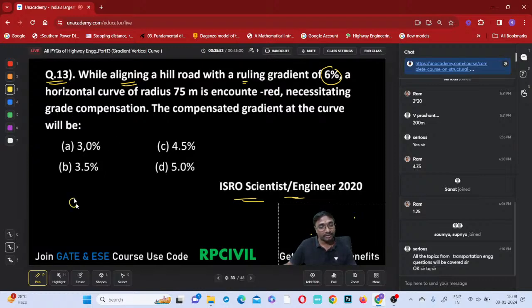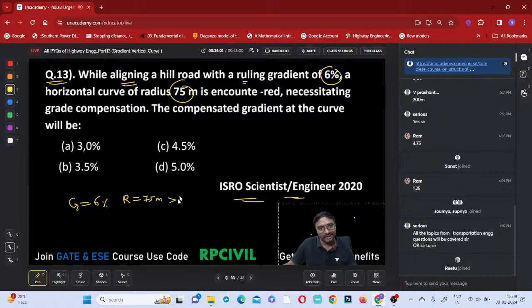While aligning a hill road with a ruling gradient of 6%, the original gradient is 6%. Horizontal curve of radius 75 meters. 75 meters is greater than 45 meters, so we have to use 75 by R for the grade compensation. 75 by 75 equals 1%. Now tell me, what is the compensated gradient?